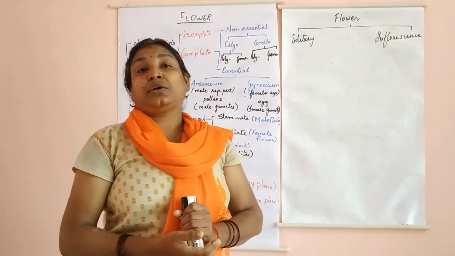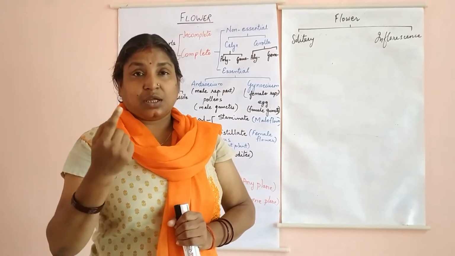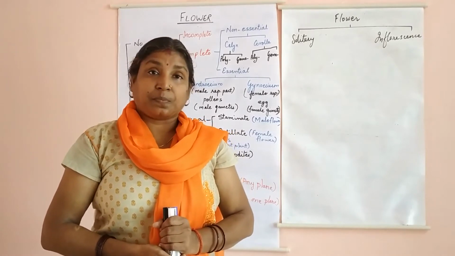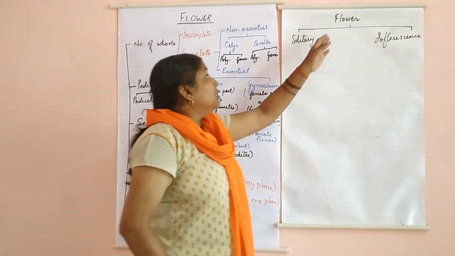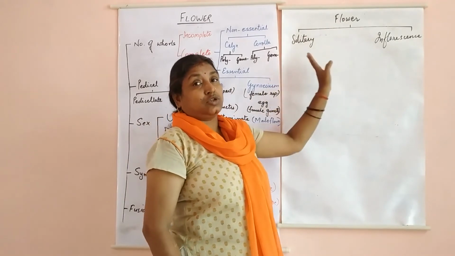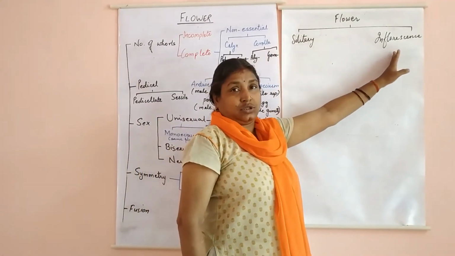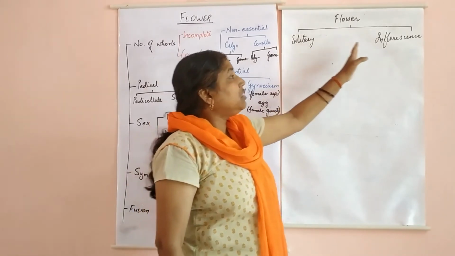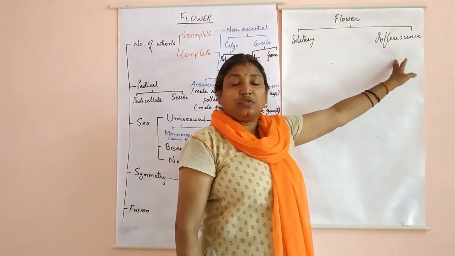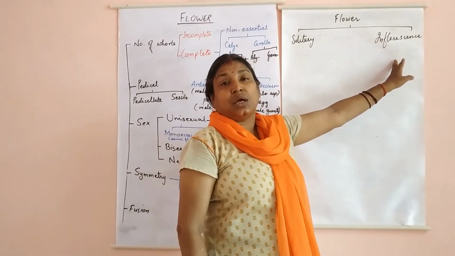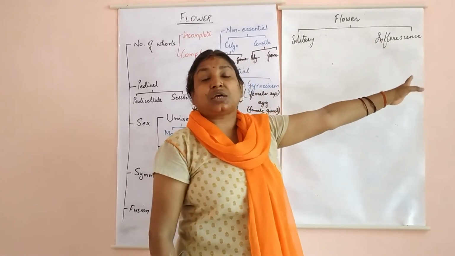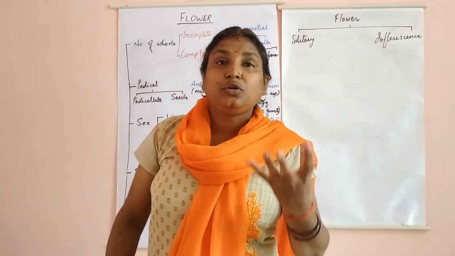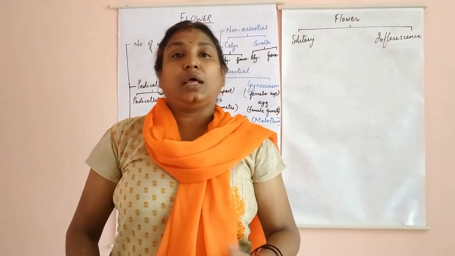Now in sunflower and marigold, the single leaflet that you see is the entire single flower. So we will divide flowers into two types, solitary flower and inflorescence. Solitary flowers are those flowers which appear singly in the axil of the leaf, whereas inflorescence is the bunch of flowers that we see in sunflower and marigold. So what is an inflorescence? Inflorescence is the arrangement of flowers on the floral axis.